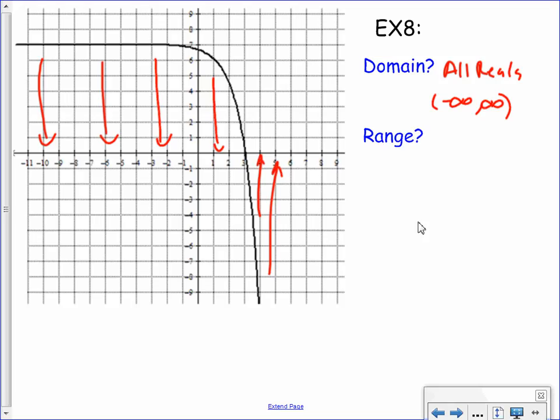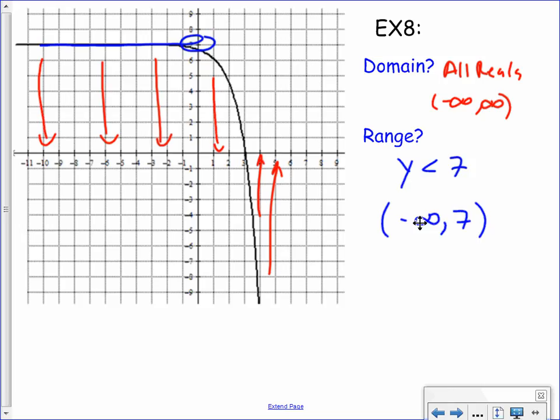What's the range? Is it equal to? No, it's less than 7. We can see that the asymptote is at 7. It'll never touch 7, so y is less than 7. Negative infinity to 7 is the other way to write it. Where does the graph exist? That's all you're doing.